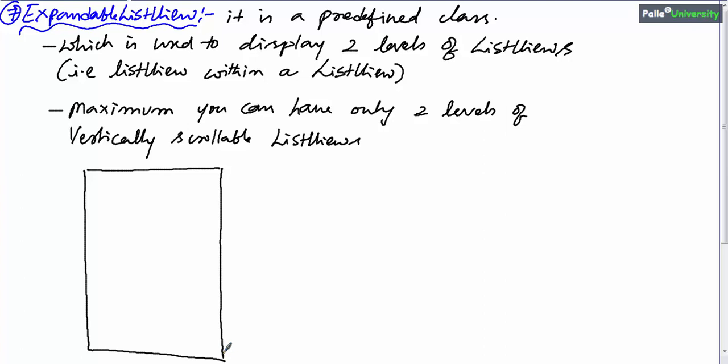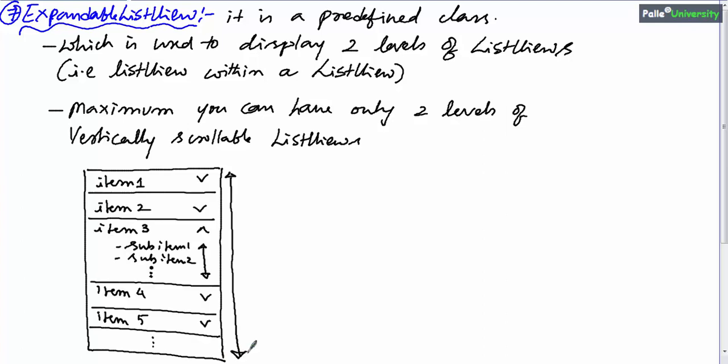Pictorially, expandable list view can be represented like this. Here in this picture, you can observe there are two levels of list view. One is the outer list view which contains item 1, item 2, item 3, item 4, item 5 and so on, which are vertically scrollable. So this is the outer list view.